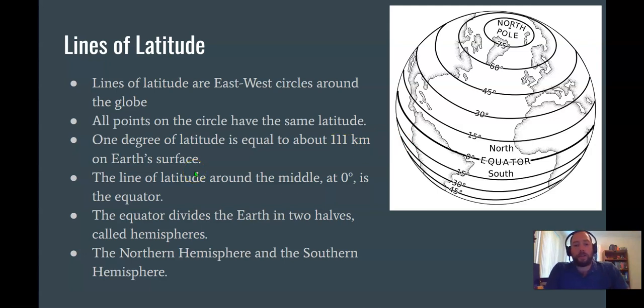The line of latitude around the middle, again at 0 degrees, is known as the equator, and the equator divides the Earth into two halves. And these are known as hemispheres. So we have the northern hemisphere, which is everything north of the equator, and of course the southern hemisphere, which is everything south of the equator.